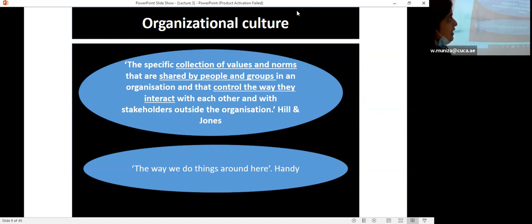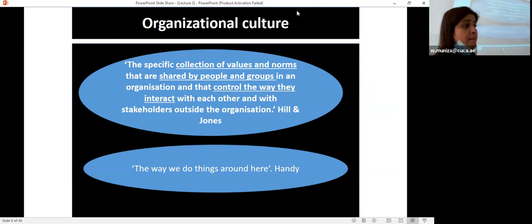Number one is collection of values and norms. What are values and what are norms? Students, norms are the rules and regulations which come into existence by following something in a repetitive manner. So norms are simply rules and regulations followed in the organization. What are values? Again, values have a similar meaning to norms, but values do not arise because of strict rules and regulations. Norms do arise because of the rules and regulations followed and implemented in the organization.